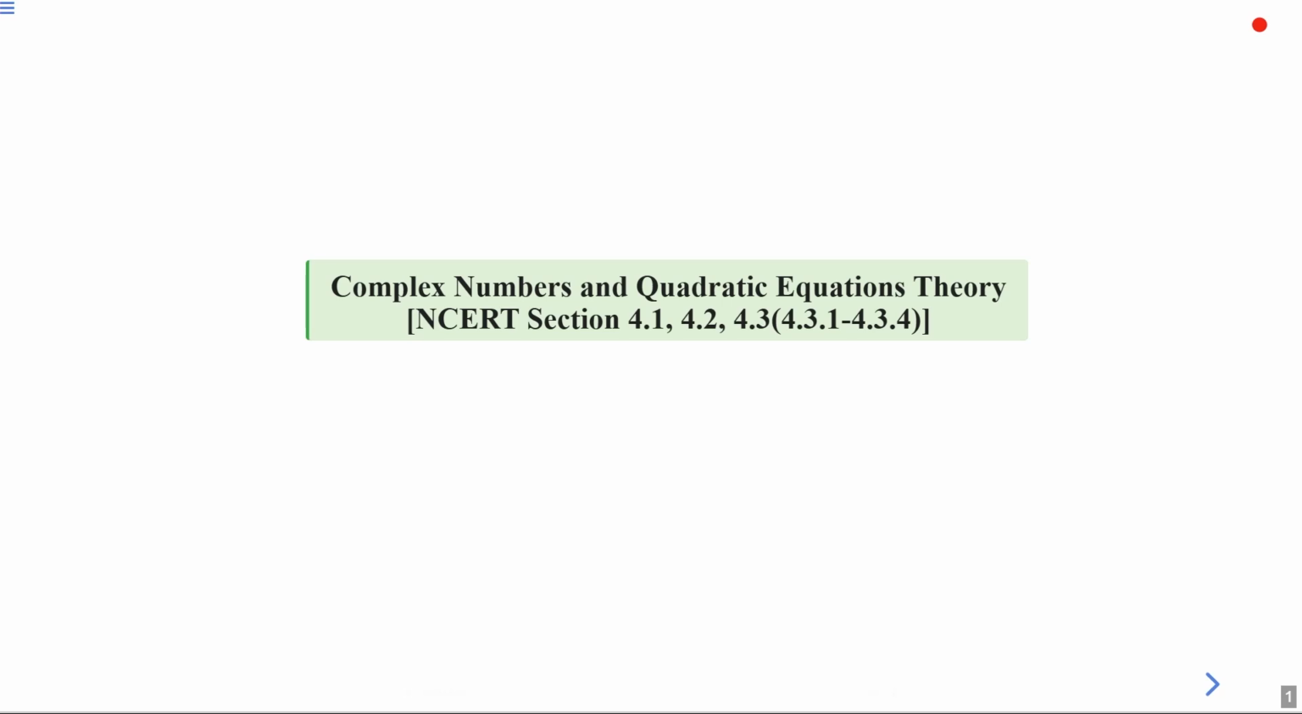Hello students, welcome to this lecture on complex numbers and quadratic equations theory. In this lecture, we will cover NCERT section 4.1, 4.2, 4.3 and 4.3.1 to 4.3.4. So let's get started.